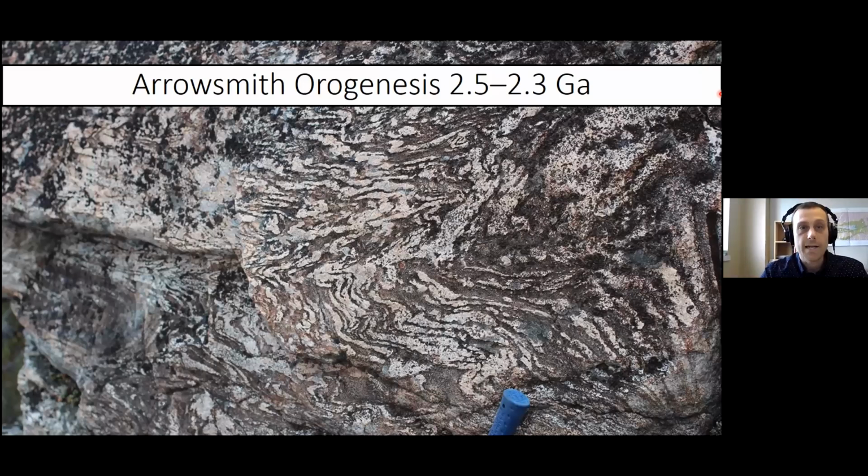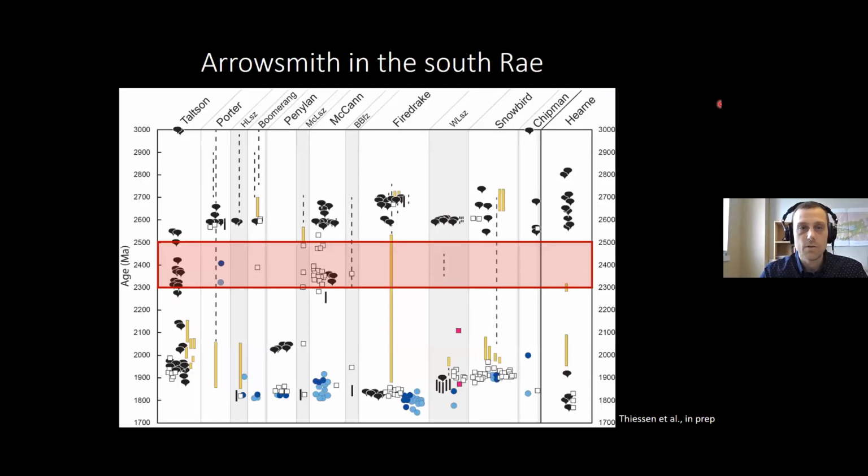So again, going back to this detailed geochron diagram, we can see that the majority of the South Rae has very little or no Arrowsmith time events. There seems to be a dominant mode in the McCann domain, where we have abundant high temperature metamorphism and plutonism. And we also see plutonism farther west, not necessarily part of the Rae basement, we're not sure, within the Taltson basement of the Taltson orogen. But overall, we see very little Arrowsmith overprint in the South Rae.